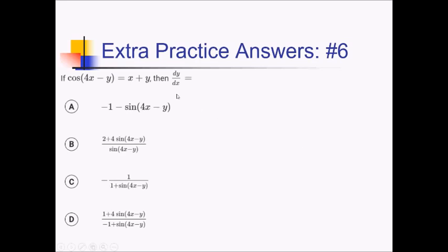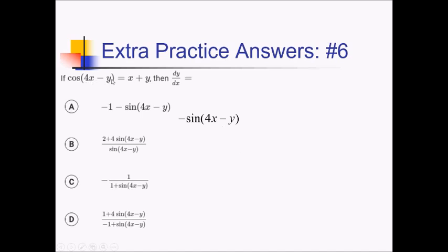On this one, I'm trying to find dy over dx for this equation. Since y is pretty much impossible to isolate, I'm going to have to use implicit differentiation. So taking the derivative from left to right here, I've got the derivative of cosine of something. This is going to require a chain rule. That's going to be negative sine of something, negative sine of 4x minus y, times the derivative of the something.